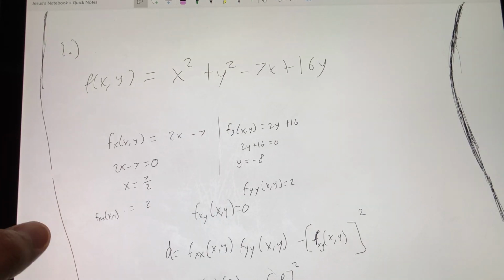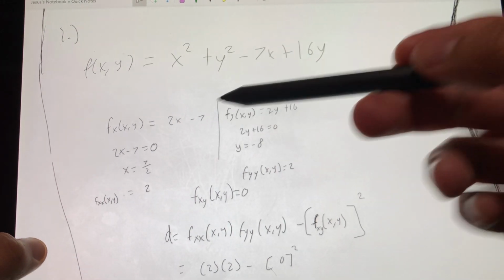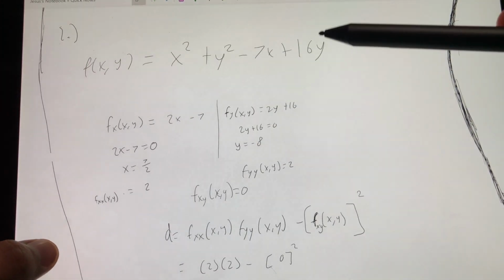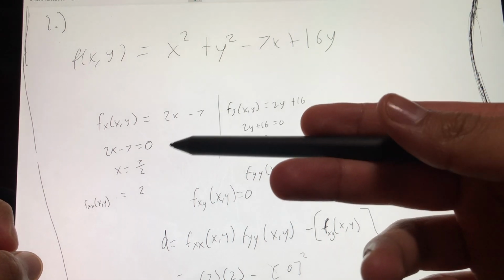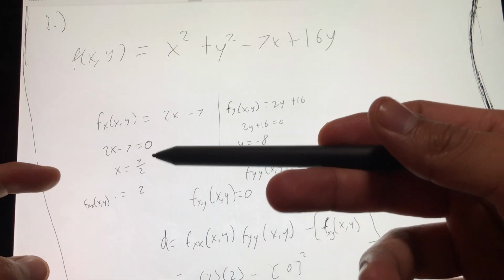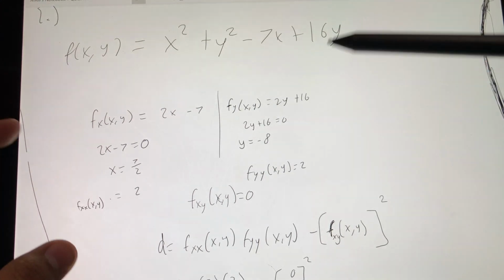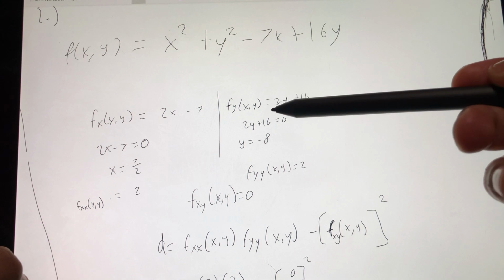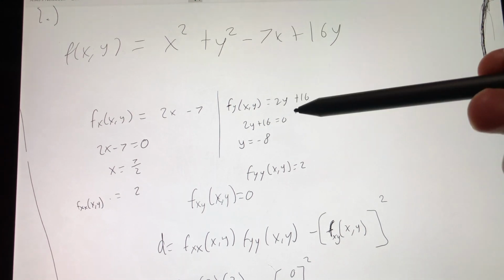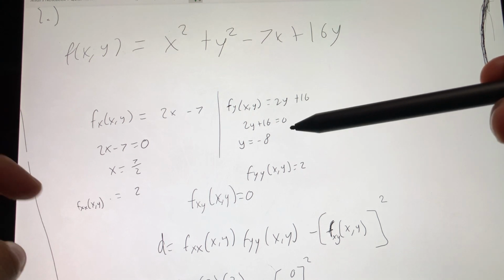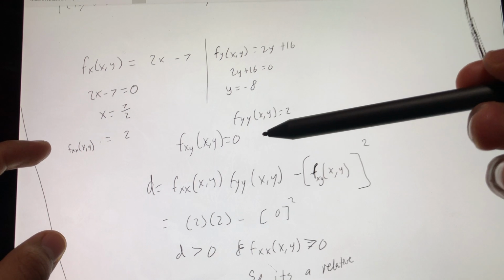I can demonstrate with the following equation. I found the partial derivative with respect to x to be this. I set it to 0 and found my critical point for x, and it's 7/2. I did the same thing for y: I differentiated with respect to y and found that y is equal to -8. That's my other critical point.